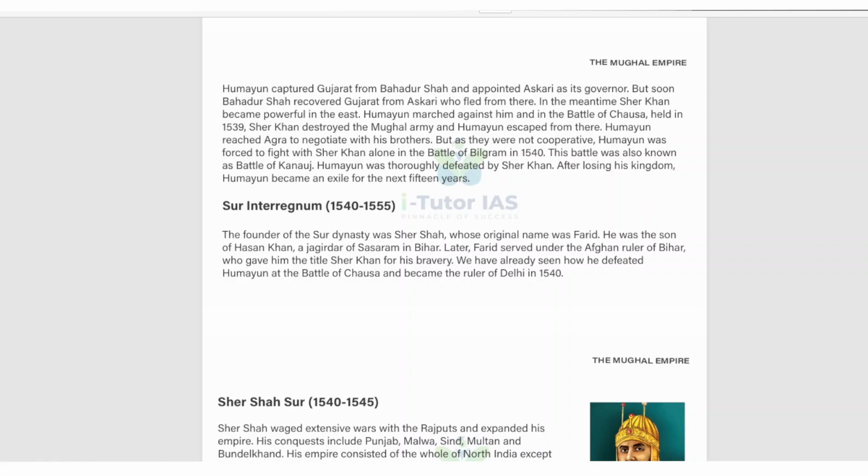Humayun reached Agra to negotiate with his brothers, but as they were not cooperative, Humayun was forced to fight Sher Khan alone in the Battle of Bilgram in 1540. This battle is also known as the Battle of Kanauj. Humayun was thoroughly defeated by Sher Khan. After losing his kingdom, Humayun became an exile for the next 15 years.